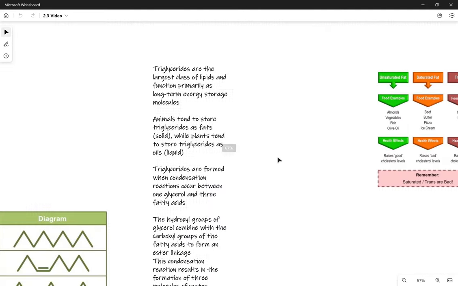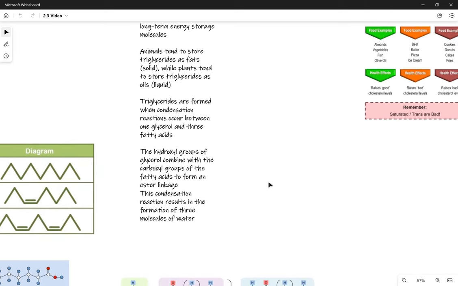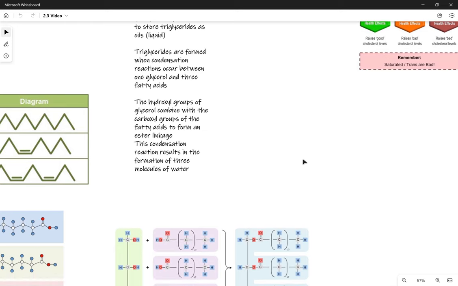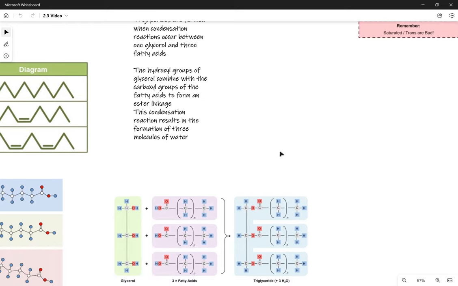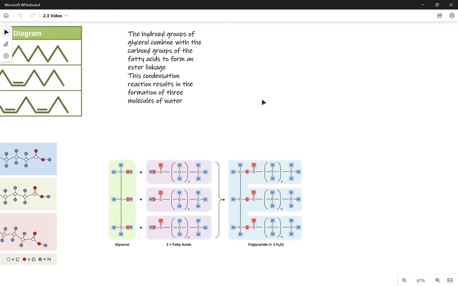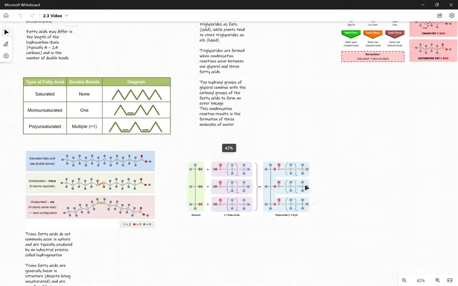Triglycerides are the largest class of lipids. Animals tend to store triglycerides as fat, while plants tend to store triglycerides as oils. They're formed when condensation reactions again occur between one glycerol and three fatty acids. The hydroxyl groups of the glycerol combine with the carboxyl groups of the fatty acid to form an ester linkage. This condensation reaction results in the formation of 3 molecules of water. So here's this reaction here: the glycerol, 3 fatty acids, and 3 condensation reactions, leading to 3 waters as well.